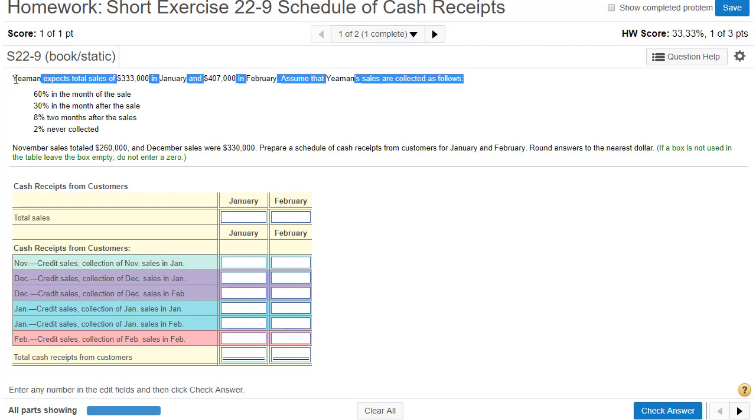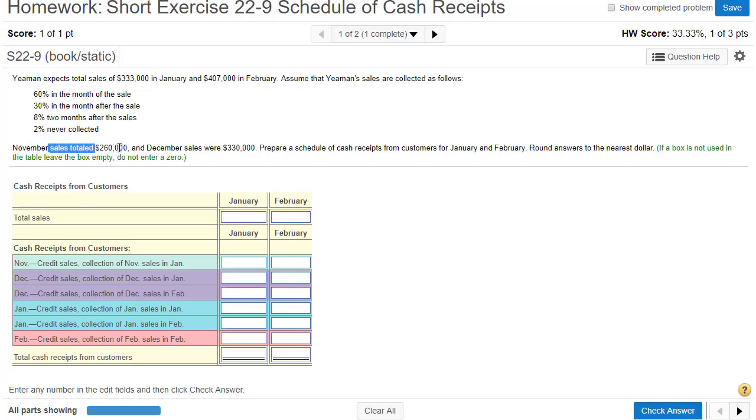So Yimin is the name of the company. They expect total sales of $333,000 in January and $407,000 in February. Assume that the sales are collected as follows. In the same month that they make the sale, 60% is collected. In the month after, 30% are collected. In 2 months after the sales, 8% are collected, and then 2% are never collected. So notice these do add up to 100, so we've accounted for all of them.